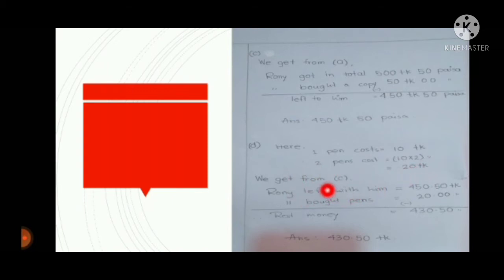So we get from C, Ronnie is left with 450 taka and 50 paisa. That is shown in the C, this one. And Ronnie bought pens of 20 taka. So we have to subtract again and we will get the rest of the money that is left with him. Okay, then we will get 430.50 taka. That means 430 taka 50 paisa. We have to write the answer as well.